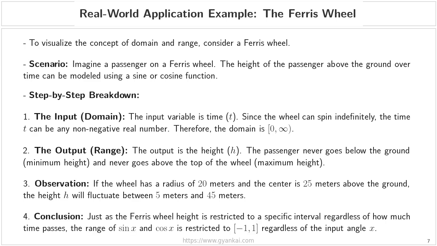The conclusion here is very important for our understanding of trigonometry. Just as the height of the Ferris wheel is restricted to a specific interval regardless of how much time passes, the range of the sine of x and cosine of x functions is strictly restricted to the interval between -1 and 1, regardless of the input angle x. Keeping this restriction in mind will be crucial as we move toward the concept of inverse functions.